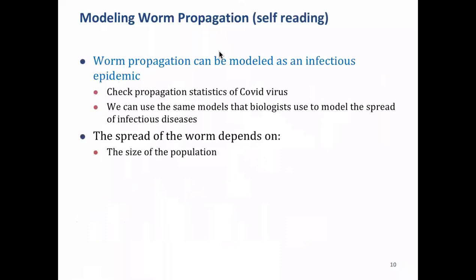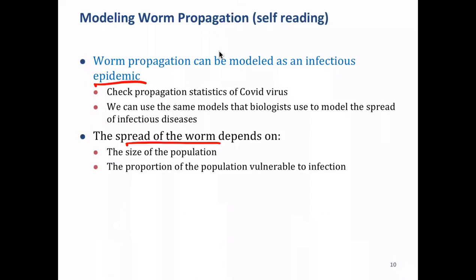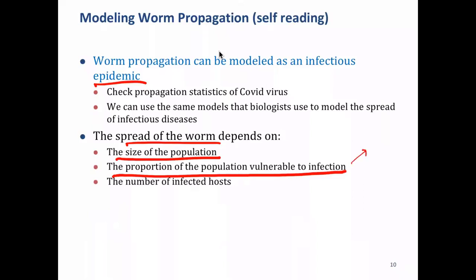So now the question is, can we draw parallels between the spread of worms that use the internet and COVID, or any viruses that we have in a pandemic? We'll see it is almost similar. The spread of worms depends on the size of the population and the proportion of the population that's vulnerable to infection, like people over 50 years of age, or who have some other diseases, and so on.